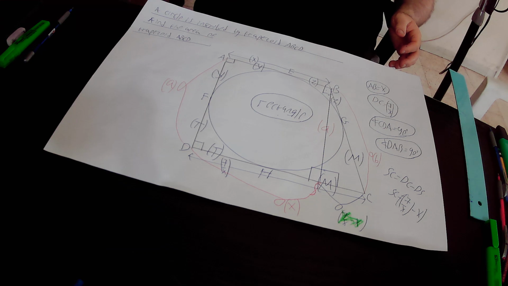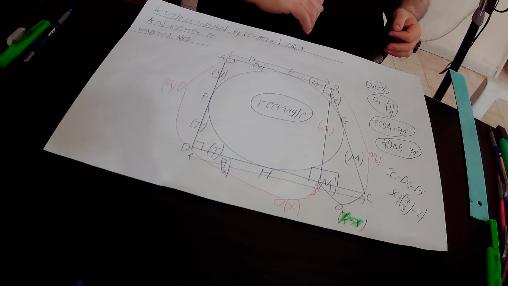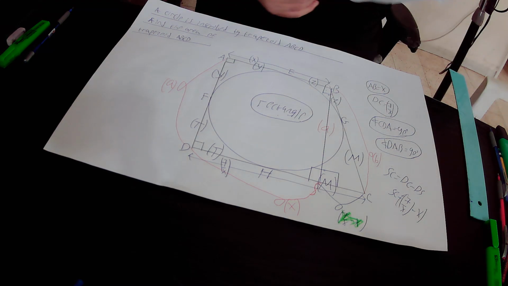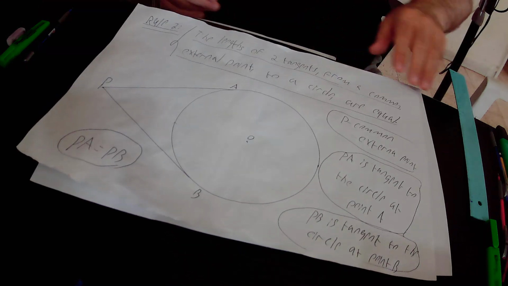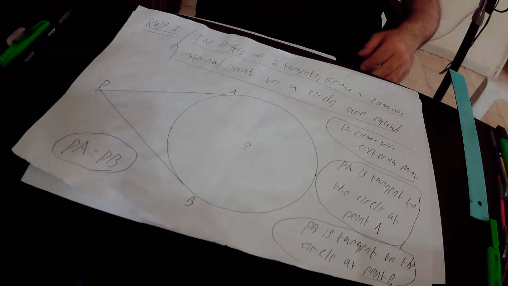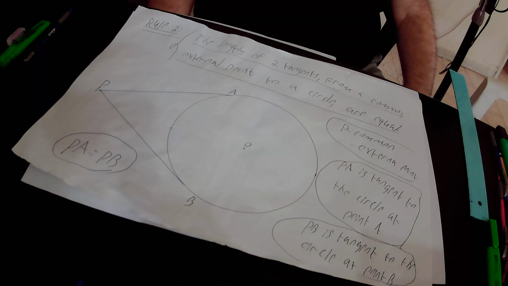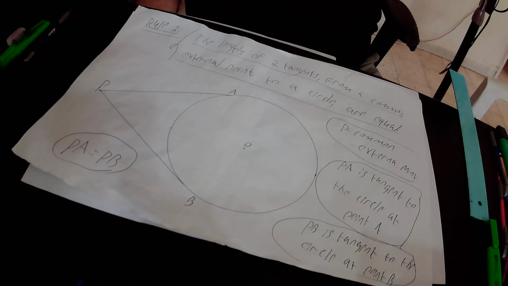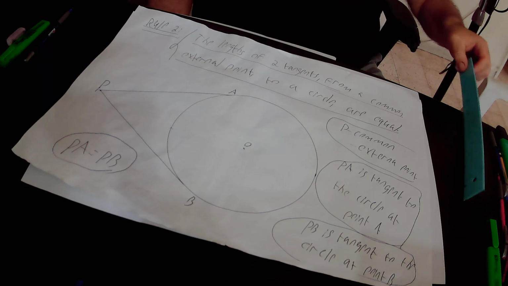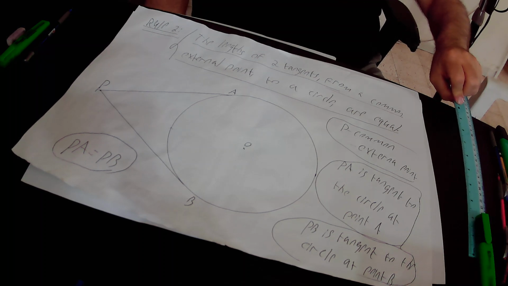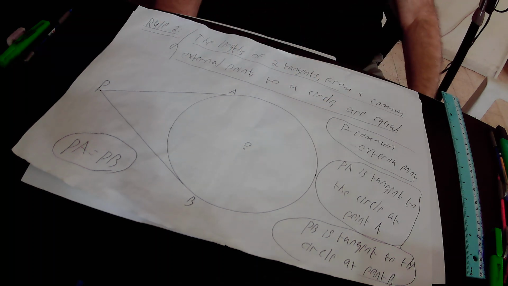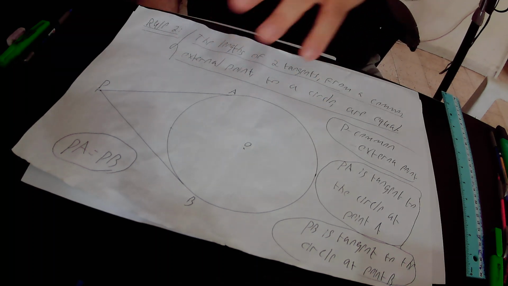So now we can implement here in this domain rule 2. According to rule 2, the lengths of two tangents from a common external point to a circle are equal. So in the domain we have a circle, and this is the common external point, point P. From this common external point, point P, we have two tangents to this circle, tangent PA and tangent PB. According to rule 2, they are equal to each other. That is to say, PA equals PB.